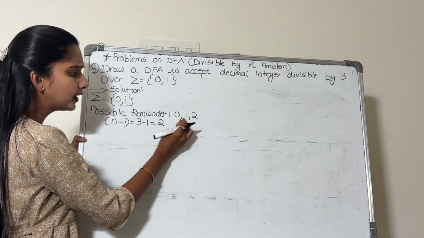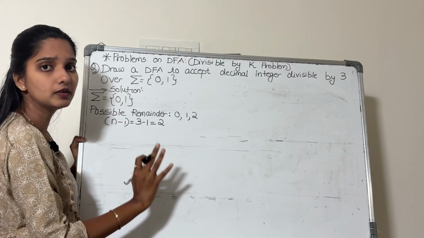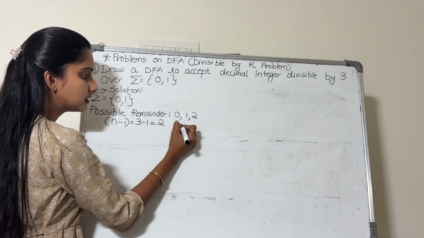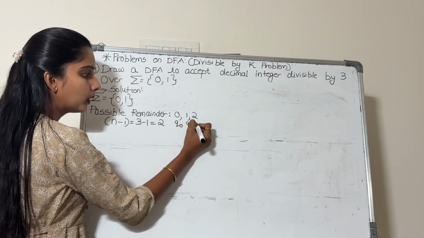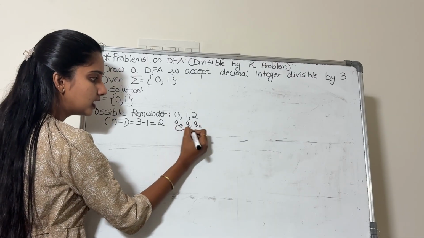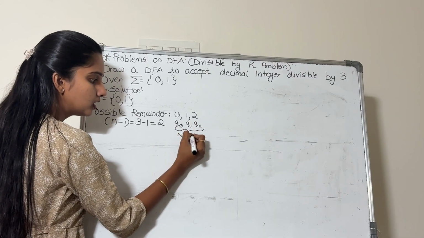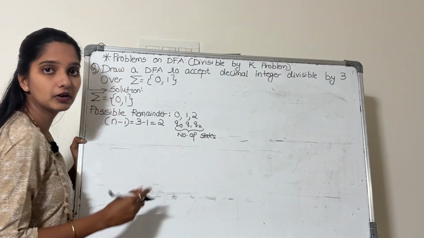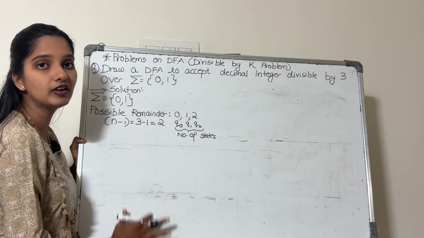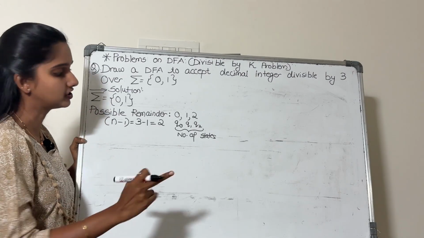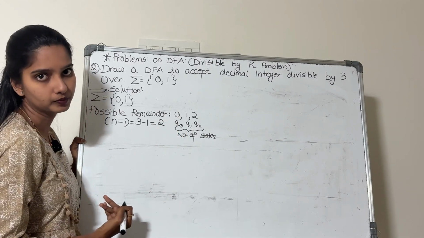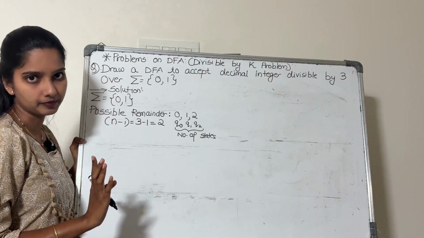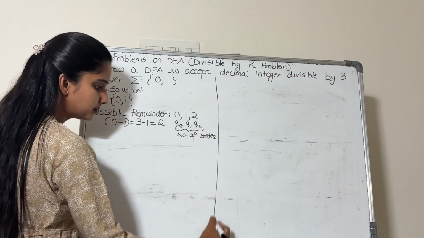Also, whatever number of remainders you are getting, that is also nothing but your number of states. So we can represent it like this: Q0, Q1 and Q2. These are nothing but your states. So your DFA will consist of 3 states, which are Q0, Q1 and Q2. I hope this is clear to you all. This is going to be your first step.